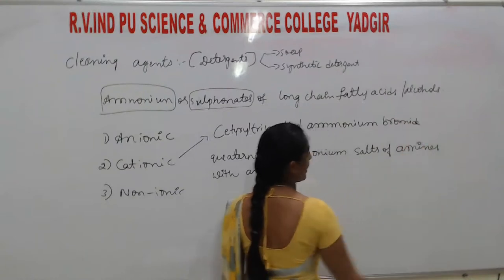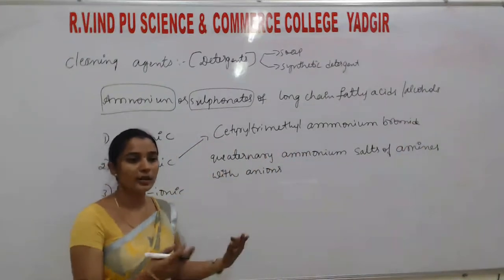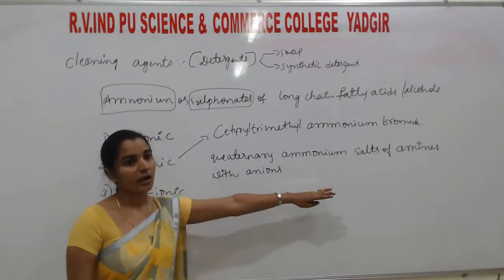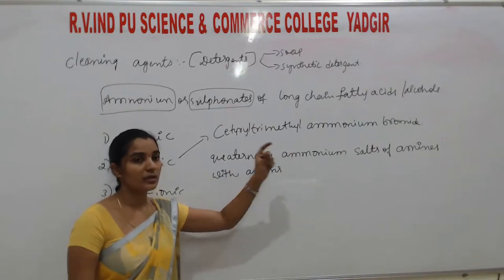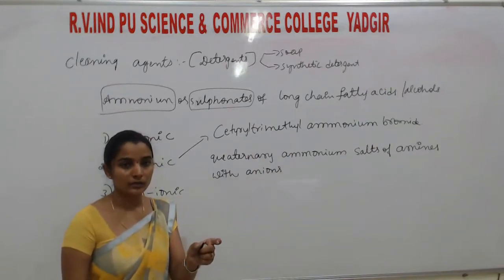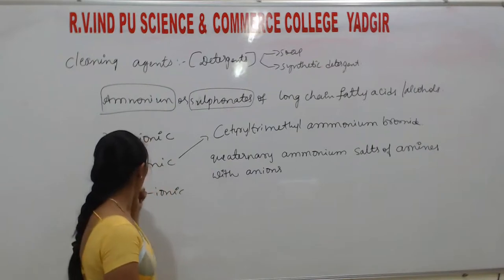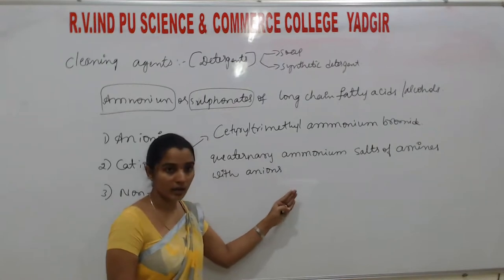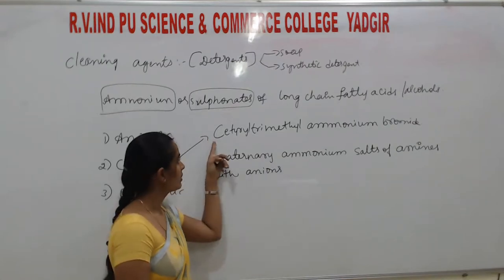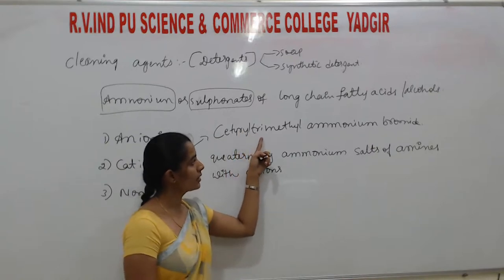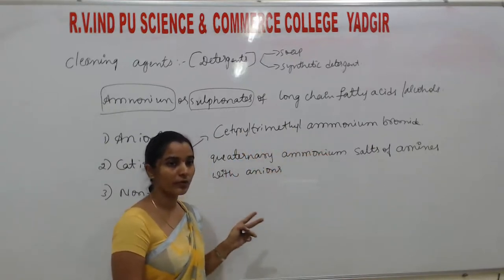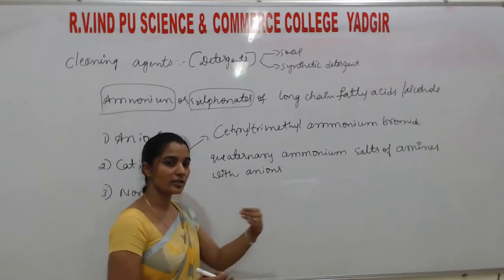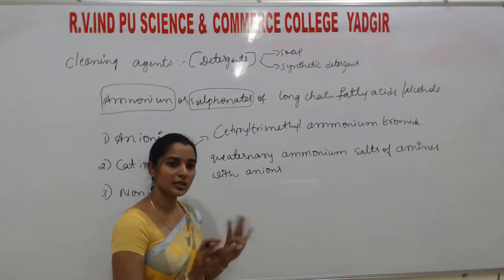What is an anionic detergent? Give an example. Sodium salts of sulfonated long chain alcohols. Okay? So the example is lauryl sulfonate. Understood? What is a cationic detergent? Quaternary ammonium salts of amines with anions, with minus charge. Okay? Now the example is cetyl trimethyl ammonium bromide. Those are important for one mark. They are like that only. What is an anionic detergent? Give an example. What is a cationic detergent? Give an example. What is a non-ionic detergent? Give an example.